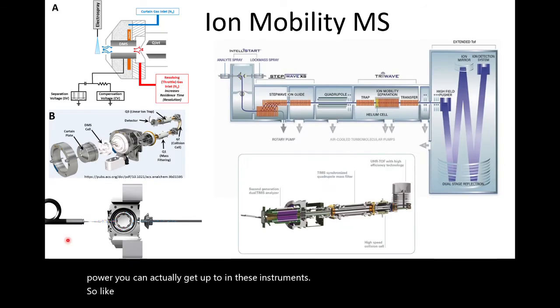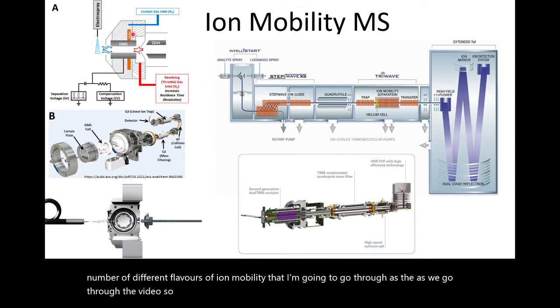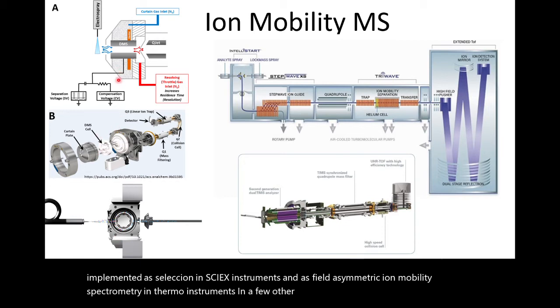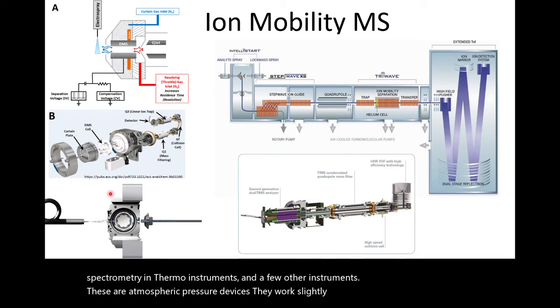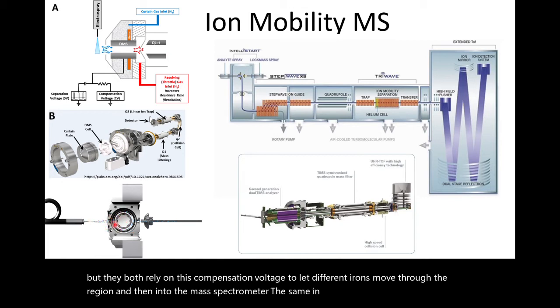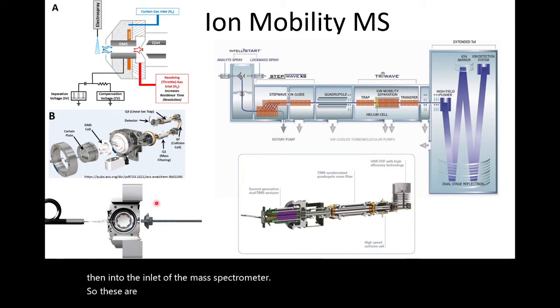So like I said, this has been commercialized in a number of different ways, and there's a number of different flavors of ion mobility that I'm going to go through as we go through the video. So the first one is these differential mobility separations, which are implemented as Selexion in SciEx instruments and as field asymmetric ion mobility spectrometry in Thermo instruments and a few other instruments. These are atmospheric pressure devices. They work slightly differently to each other, but they both rely on this compensation voltage to let different ions move through the region and then into the mass spectrometer. The same in this case, where the ions come in and different compensation voltages allow different ions to travel around the separator and then into the inlet of the mass spectrometer. So these are atmospheric pressure devices. You bolt them onto the front of your existing mass spectrometer.